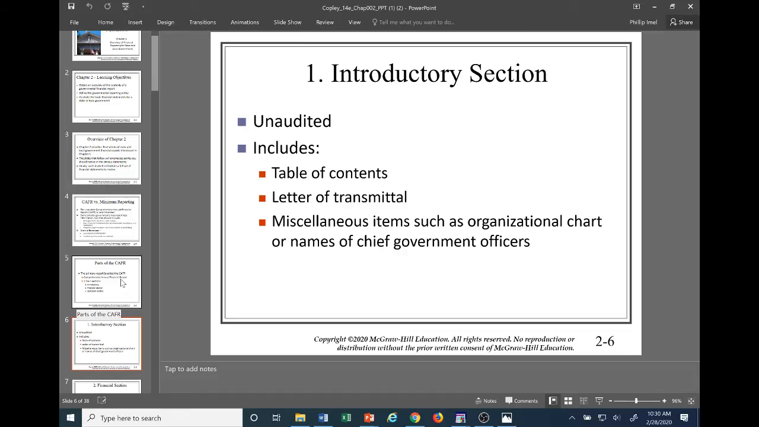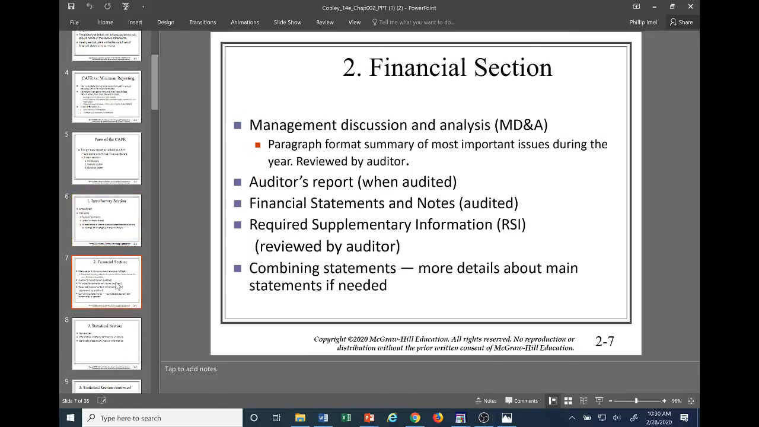Introductory, table of contents, letter of transmittal, stuff like that, organizational chart, just introducing you to the main part of it. Financial, MD&A, we went through this. Auditor's report when audited. Financial statements and notes, they're audited. Required supplementary information, they're reviewed by the auditor, and combining statements, if more details about the main statements are needed.